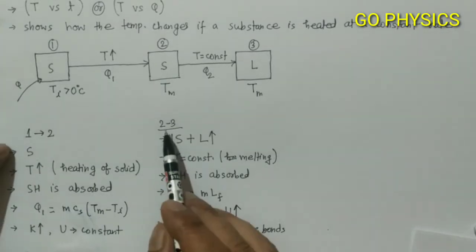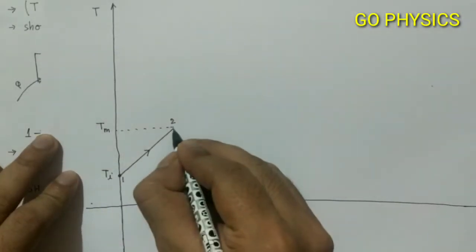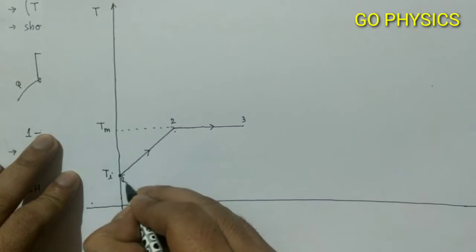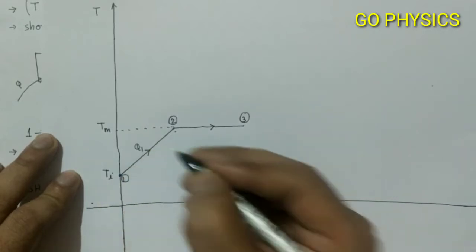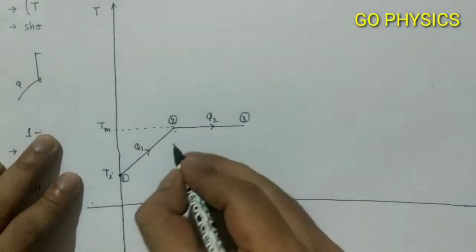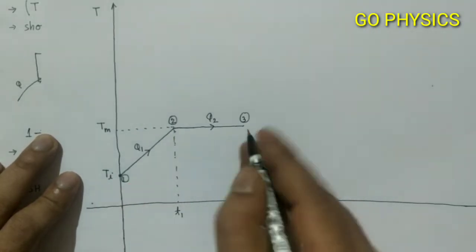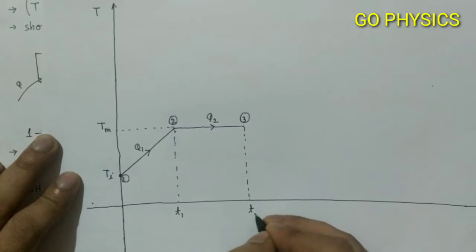Now we are going to draw the process 2-3 on time, temperature or heating curve of the solid. Since temperature remains constant, we will get a horizontal straight line. This is our state number 3. And during the process 1 to 2, Q1 amount of heat is absorbed, and during the process 2 to 3, Q2 amount of heat is absorbed. Let us suppose during the process 1 to 2, T1 is the total time taken, and up to state 3, total time taken is T2.